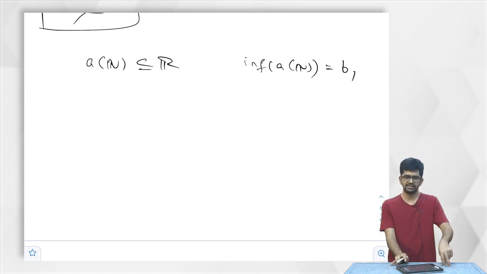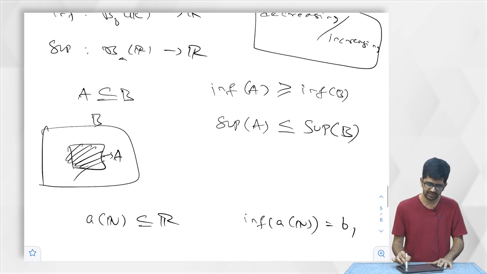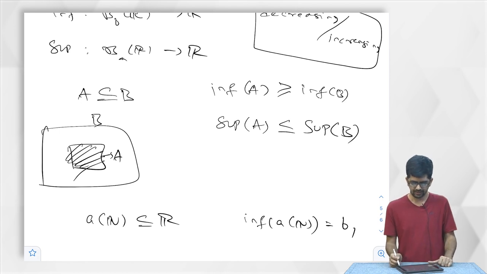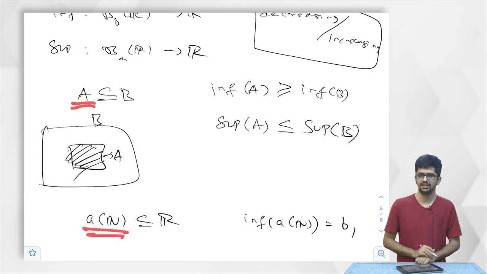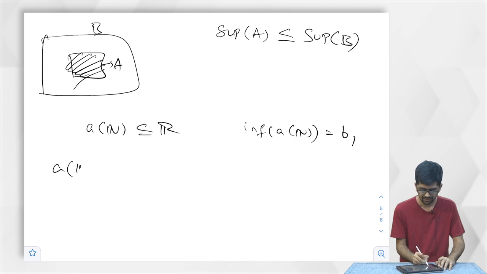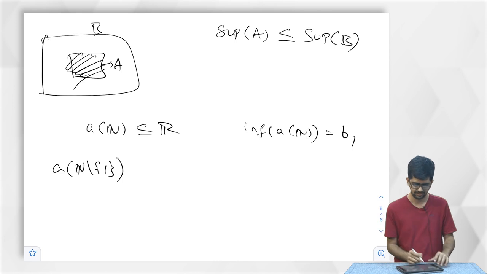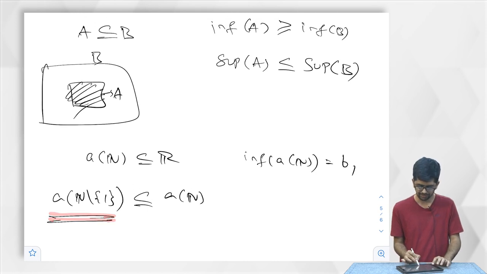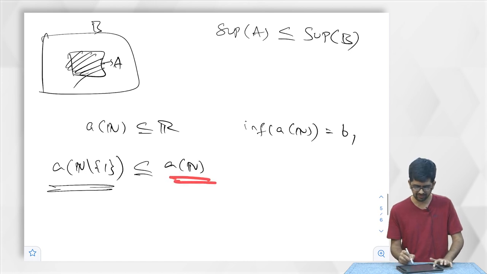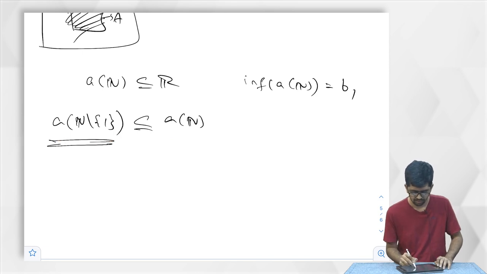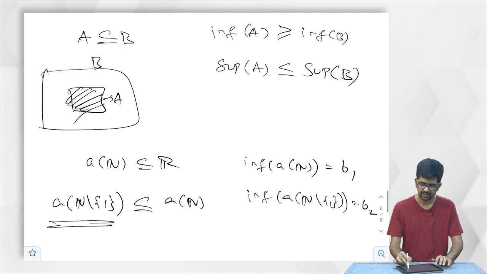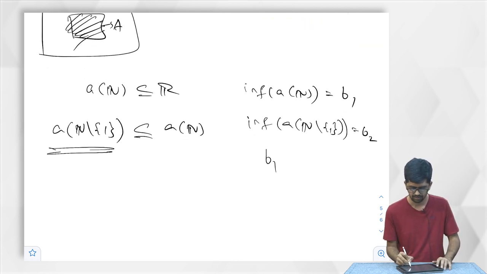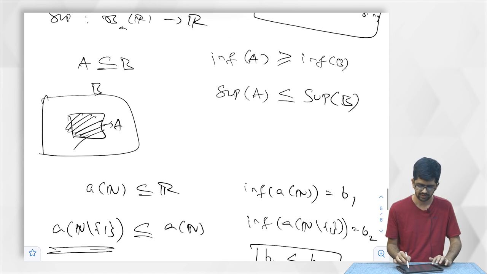Now, there are two choices I can make. If I have to use this, I need to look for a subset of this An. Consider the following set, An with n minus 1. I am just ignoring the first element of the sequence, and the image is just a subset of An. This A is a subset of B in this sense. What does it say? Infimum of A is greater than or equal to infimum of B. So, this we have already written as B1. This I will write as B2. So, infimum of An minus 1 is equal to B2. What does this say? This says B1 is less than or equal to B2. That is what we have.